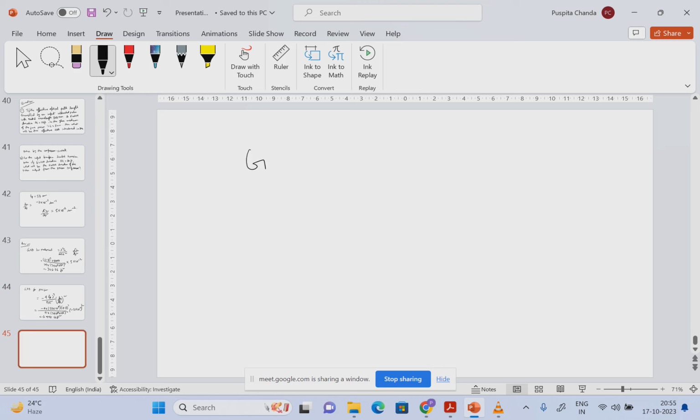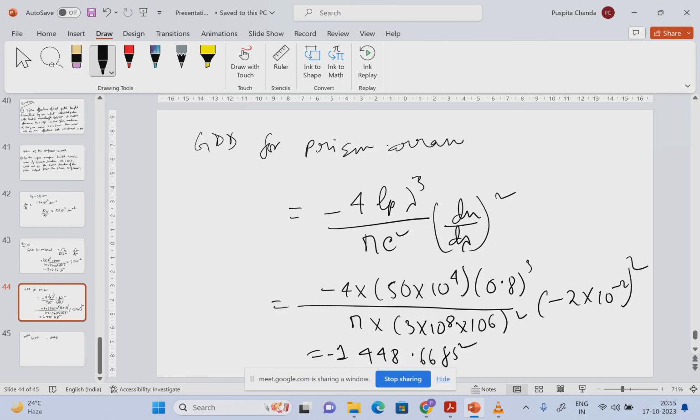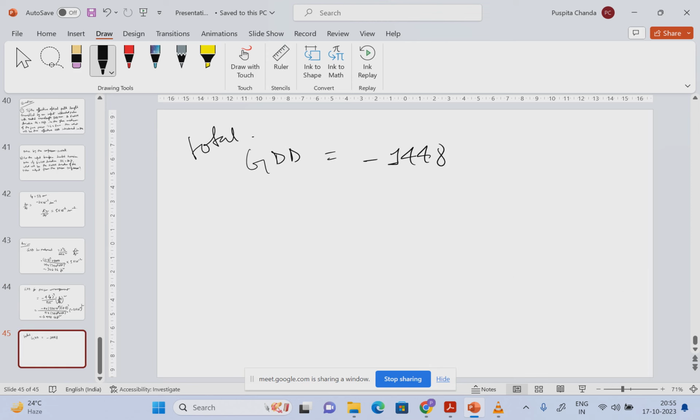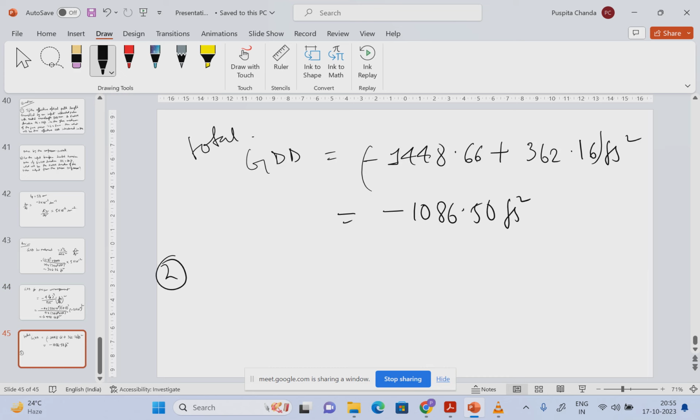So total GDD will be minus 1448 plus 362.16 femtosecond square, which will be minus 1086.50 femtosecond square. Now question number 2.